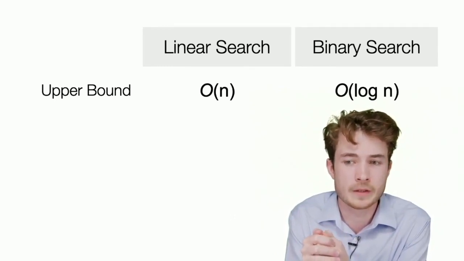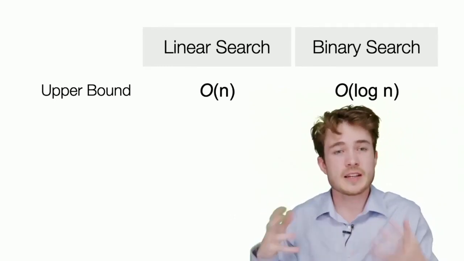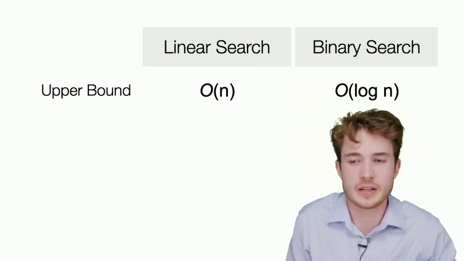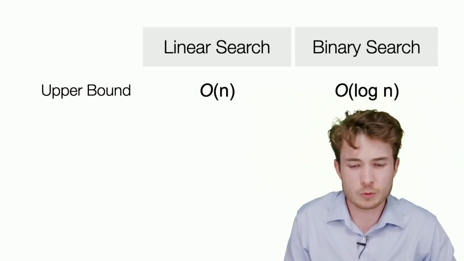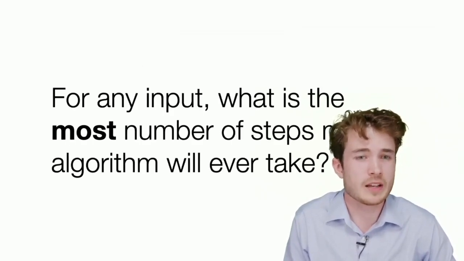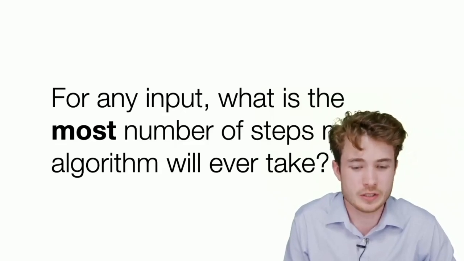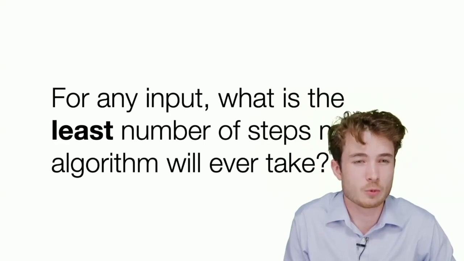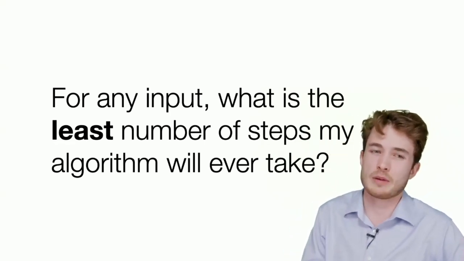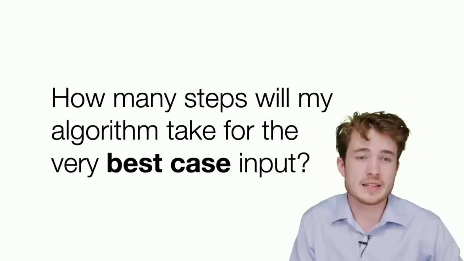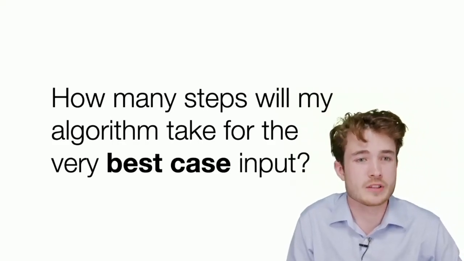All right. So let's keep going. And we have this question of, what is the most number of steps this algorithm will ever take? But also we can ask this other question of, what is the least number of steps my algorithm could ever take? So we answered this one already using big O notation. But using omega notation, this different Greek symbol, we can answer this other question. What is the least number of steps my algorithm will ever take? Or another way of saying this is, for the best case input, how many steps will my algorithm take?